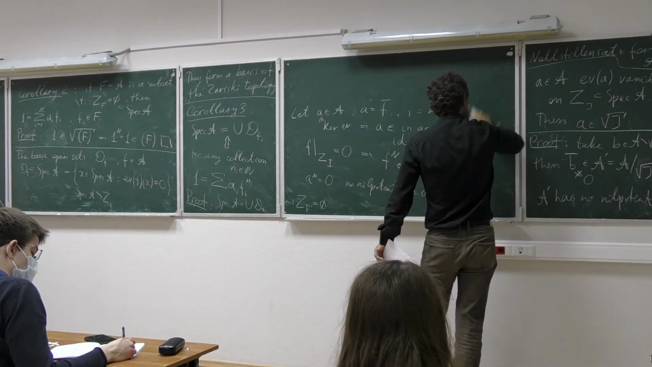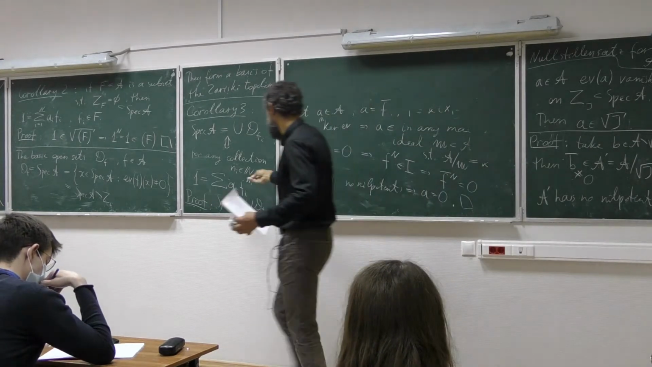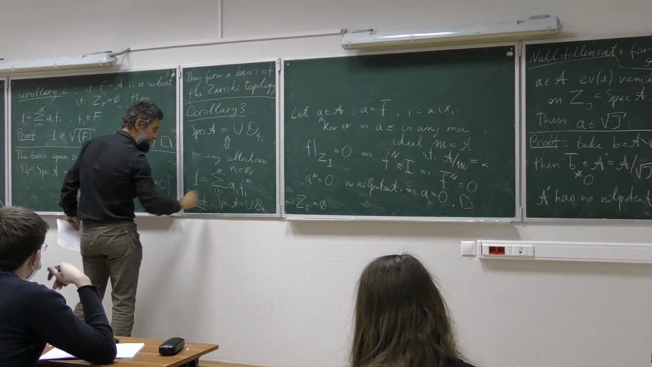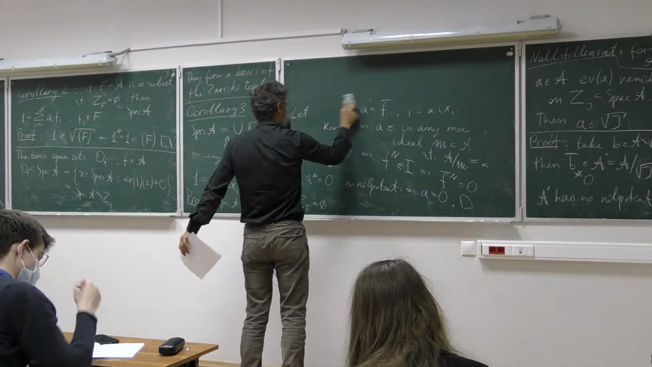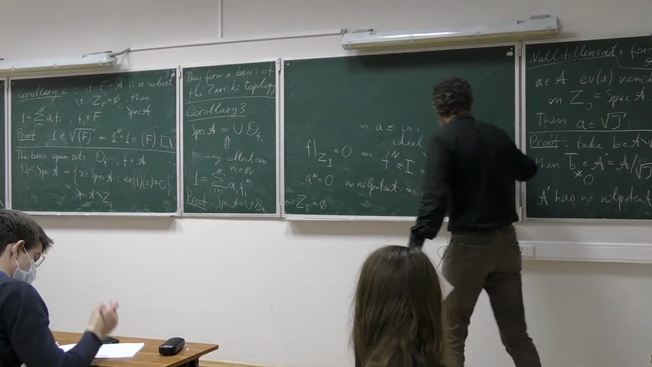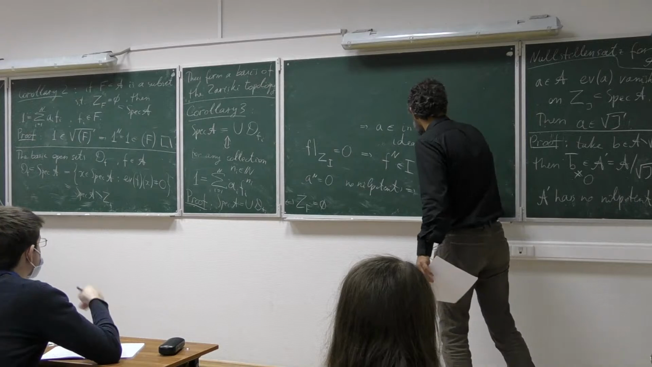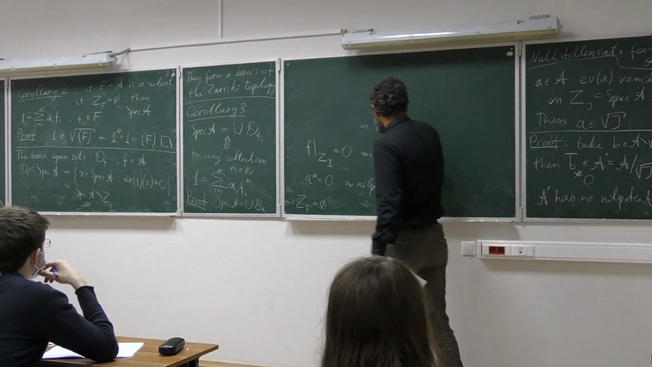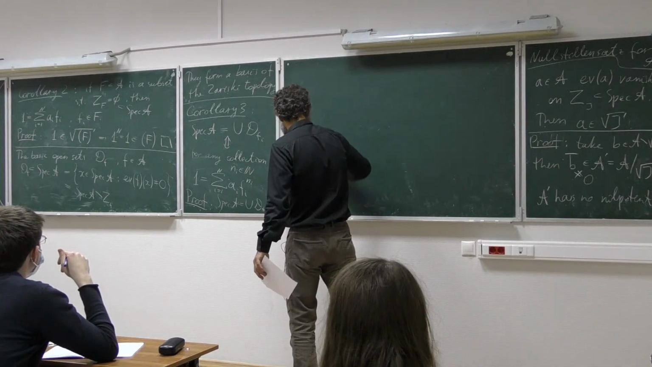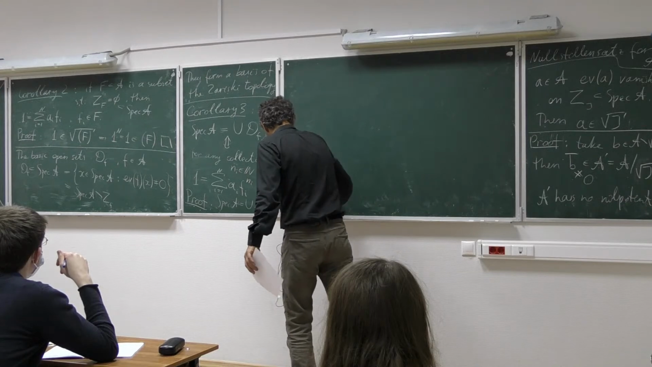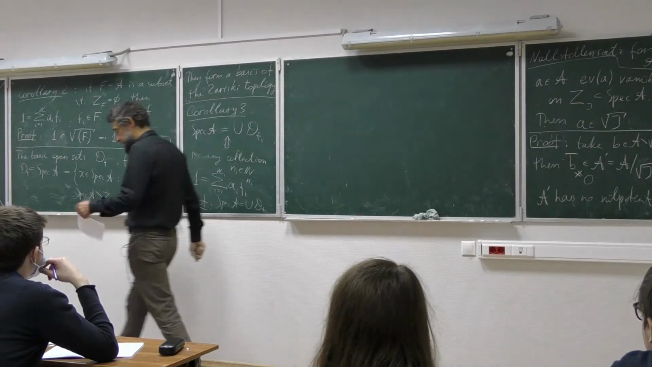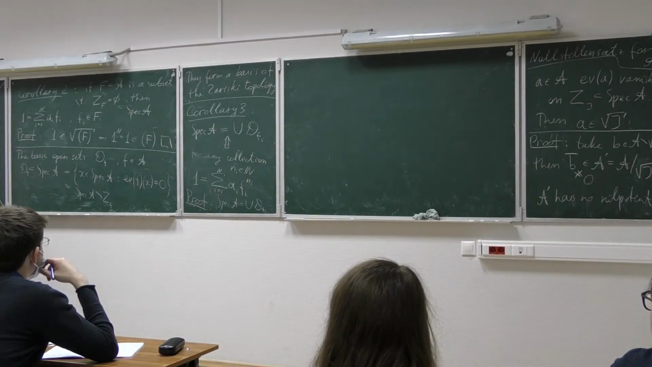Also, from this finite sum argument, it follows that the spectrum of A with its Zariski topology is quasi-compact. So any open cover contains a finite subcover. And this again will be a problem in your home assignment, so I will not even write it down.